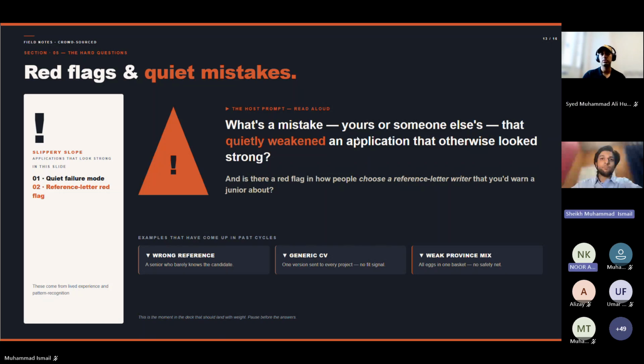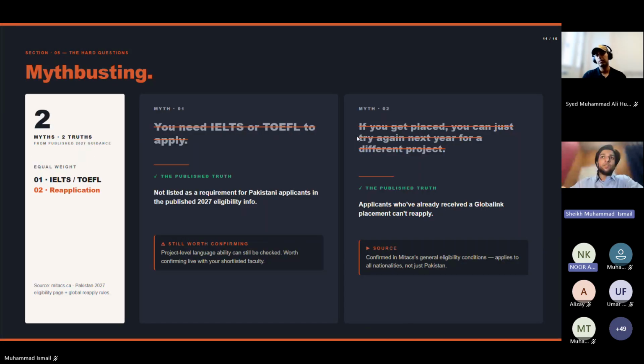Exactly. Like, I know a lot of people who are applying for MITACS, right? They are also trying to apply for masters after this. So they're trying to get a reach, like an in with some professors.